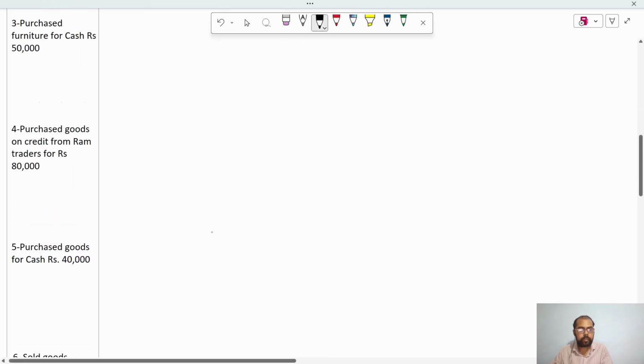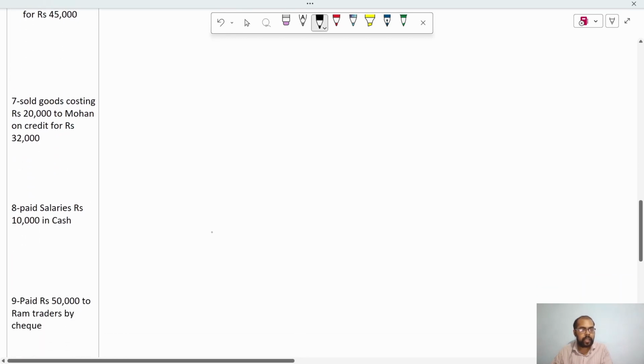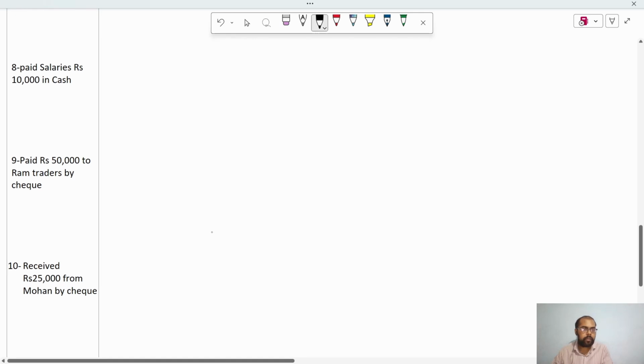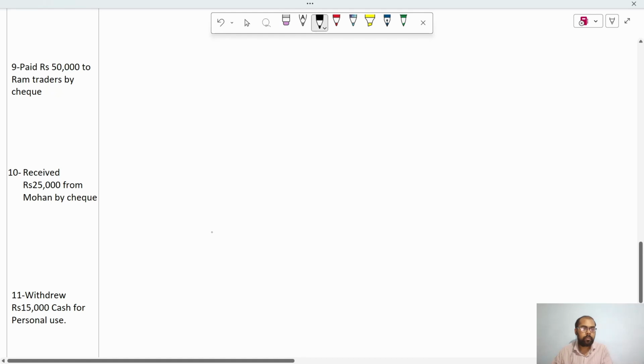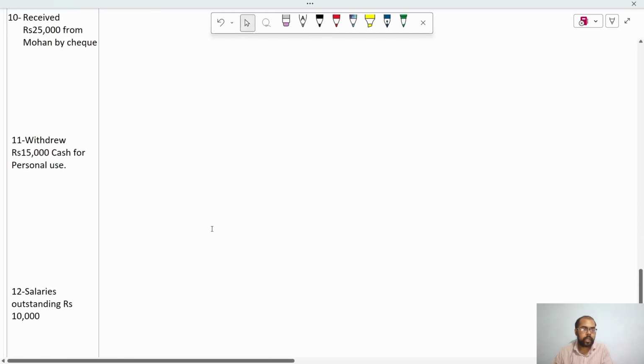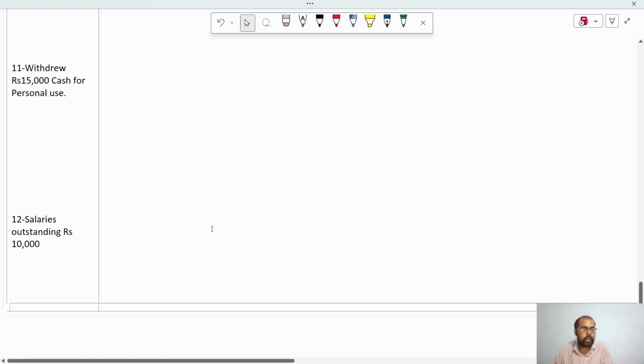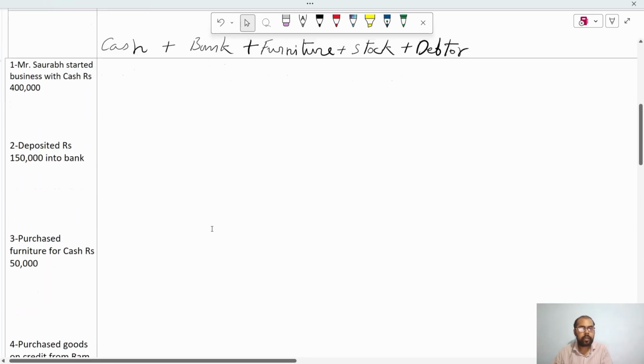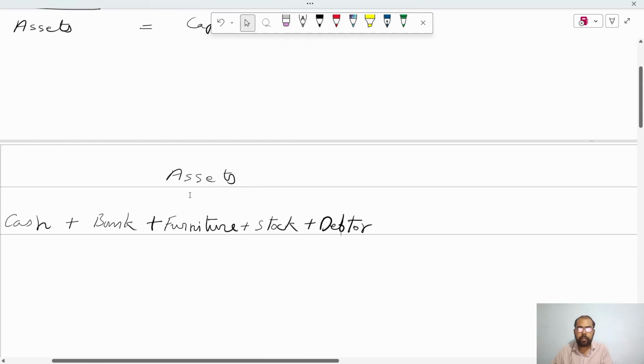Now let's move to the next transaction. Paid salaries rupees 10,000 in cash. Is there any new asset created here? No. Paid rupees 50,000 to Ram Traders by check. Again, no new asset is being created. Received 25,000 from Mohan by check. No new asset is being created. Withdrew 15,000 cash for personal use. Again, no new asset. Salaries outstanding rupees 10,000. So this is a liability. A new liability is created here. So that's all in the assets column.